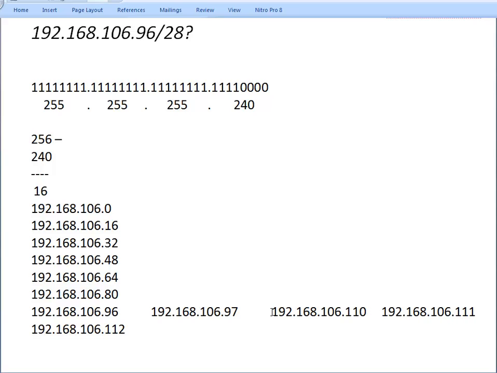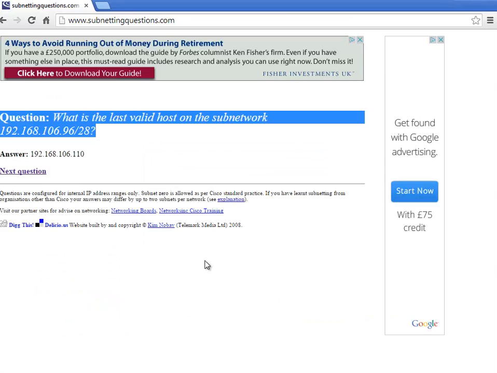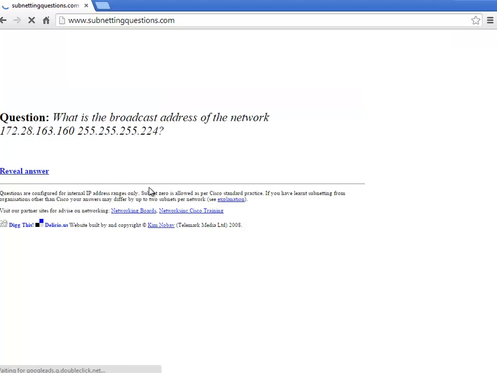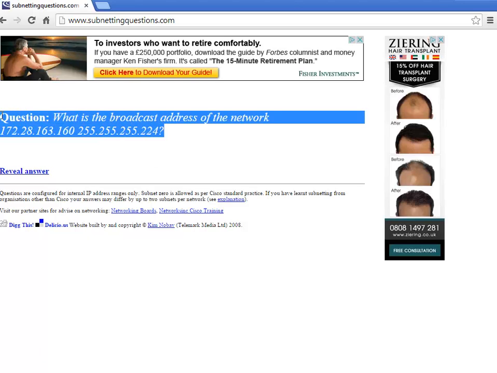Okay. Now the last valid address is going to be 192.168.106.110. Okay, let's get another question here. What is the broadcast address of this network?